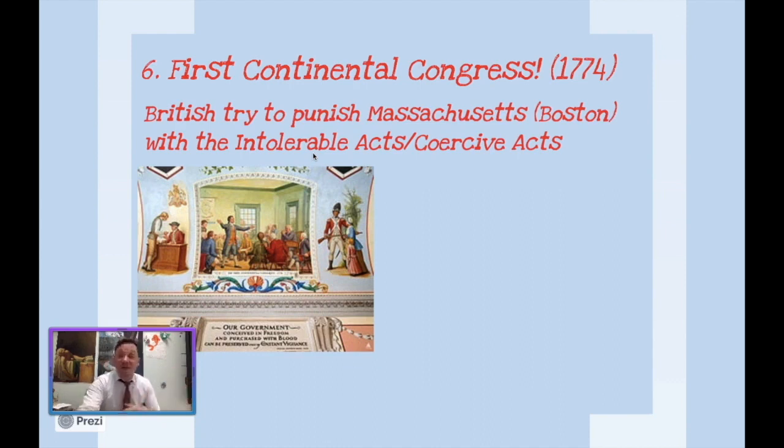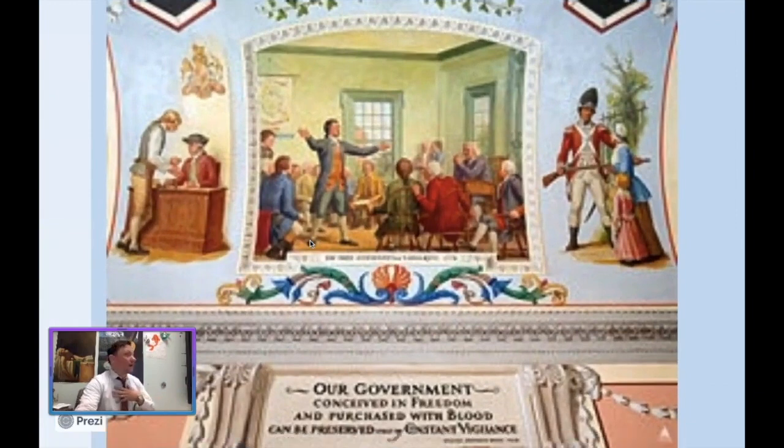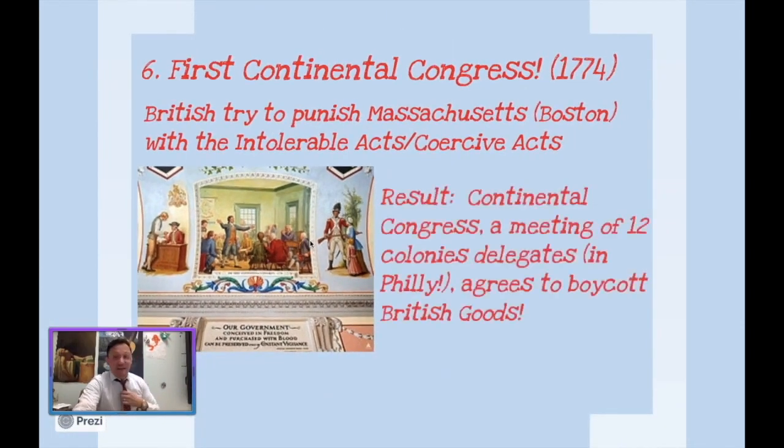And so what's going to happen is the Continental Congress is called in Philadelphia. And they're actually going to have a massive meeting, and the result is that 12 colonies' delegates, it's all going to go down in Philly, are going to agree to boycott British goods. They're like, look, they want to come after us in our wallets? Let's not give them a dime, right? And they're going to decide to stop buying British goods altogether, right?